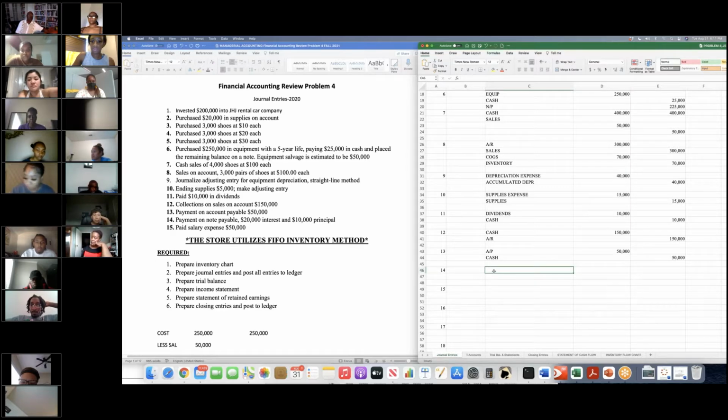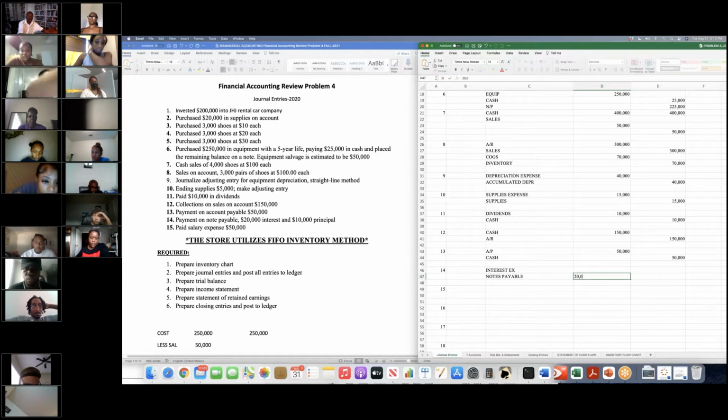Interest expense is debited for 20,000 and accounts payable credited for 20,000. I have notes payable and cash. Okay, yeah, notes payable and cash. So we paid on the note 20,000. That's the principal. The extra amount, like we might have on a student loan, is the interest. That's 10,000.